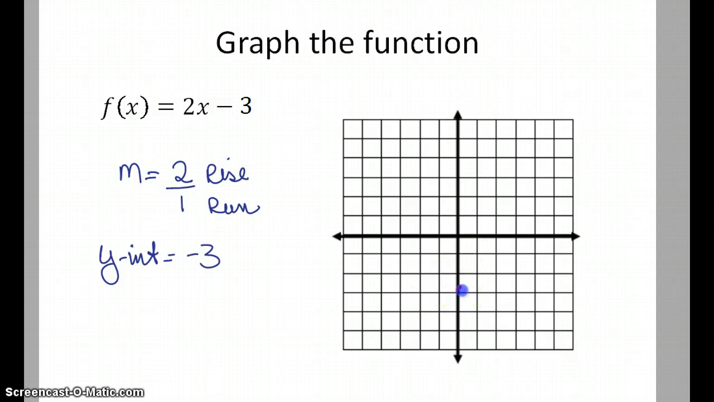So the first thing I'm going to do is plot negative 3. 1, 2, 3. So now my y-intercept is plotted. Now I need to do my slope. It's a positive slope. I'm going to rise 2, 1, 2, run 1. There is my next point. Connect. I'm done. It graphs exactly the same way. The only thing different is that it says f of x instead of y, but they mean the same thing.